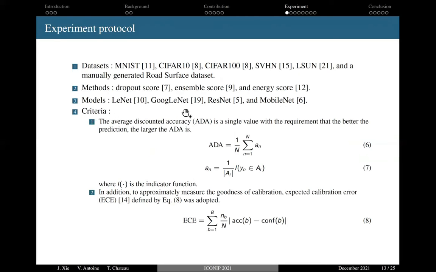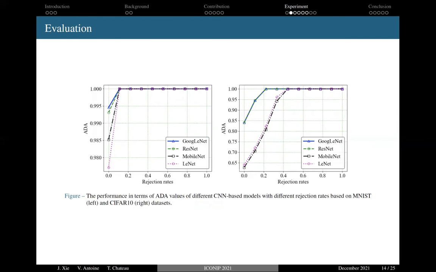We use two criteria. The average discounted accuracy is a single value, with the requirement that the better the prediction, the larger the average discounted accuracy is. To be simple, hereafter we will call it accuracy. In addition, we also use expected calibration error. The smaller, the better.